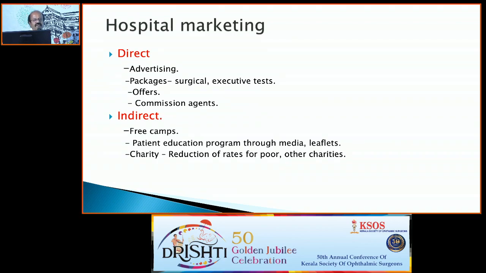There are basically, as you are all aware, two ways eye hospitals are marketed. One is the direct way and second is the indirect way. Direct is advertising. You can have packages, surgical or executive tests, offers, commission agents, all these are possible. But indirect is the traditional way which works in most of the hospitals. In Kerala, if you look at the major hospitals, they are working on the indirect way. They work on free eye camps, patient education programs through media and leaflets.